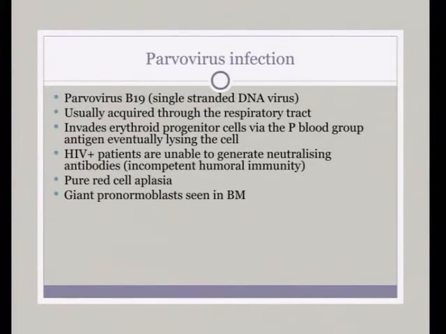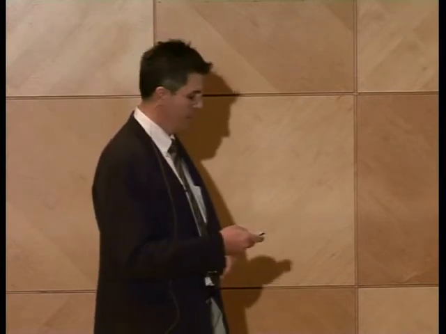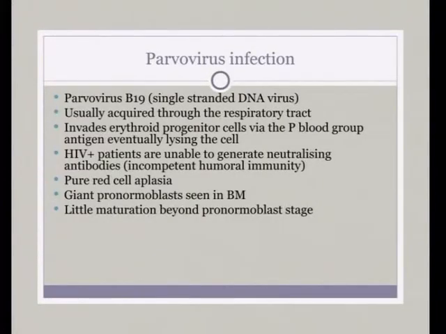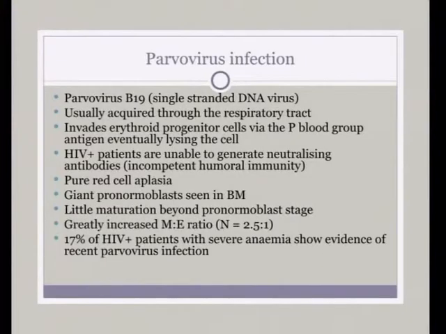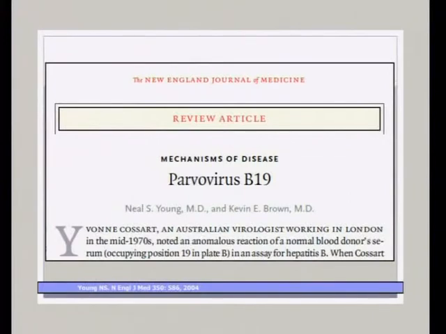So giant pro-normoblasts, and a pro-normoblast is the first recognizable form of the red cell in the marrow, are seen in the bone marrow, but there is very little maturation beyond this, with an increased myeloid to erythroid ratio. This refers to the granulocytes and monocytes to the erythroid ratio in excess of 20 to 1. It should be in the region of 2.5 to 1. And 17% of patients that are HIV positive have been found to have evidence of a recent parvovirus infection with severe anemia. This article is old, 2004, but it is excellent, and I can recommend it. Neil Young is the author.